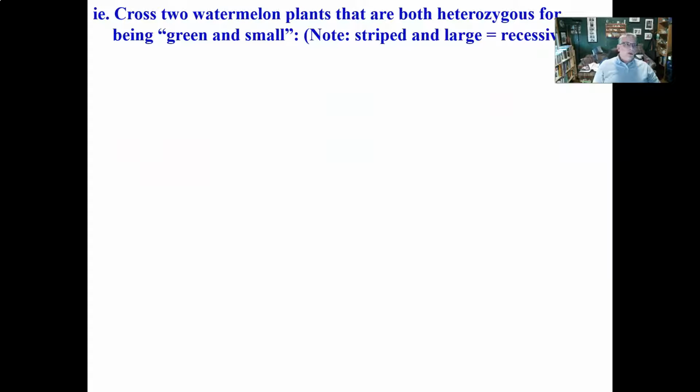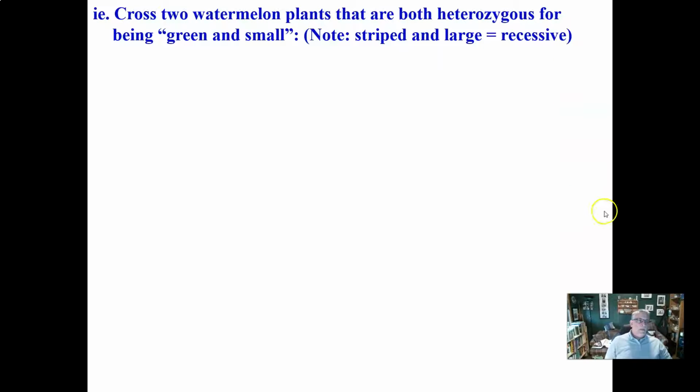So as I was saying earlier, what I want to do is an example using plants. I'll give you a few minutes to write this down. Let's talk about watermelons. It's getting towards summer, so I thought watermelons would be a nice one to do. Let's say I want to cross two watermelon plants that are both heterozygous for being green and small. By the way, it's going to be a bit of a mind game, because just because it's a certain phenotype doesn't mean that's going to be a certain genotype. Anyways, I'll get back to you in a minute.